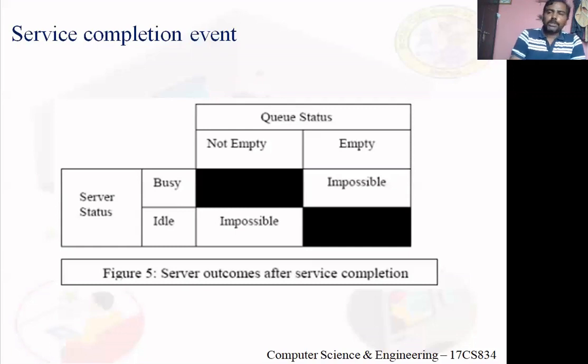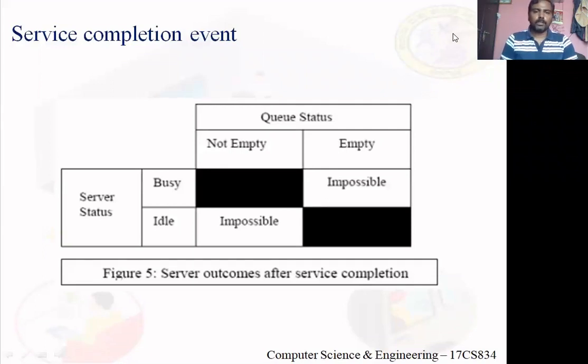Next, departure occurred and the queue is not empty. Queue is not empty means at least one unit is in the queue. Then how can the server be idle? This is an impossible situation. On the departure event, the customer departs from the system. If there are no other customers, the queue is empty. Now the queue is empty and the customer departed, so is server busy possible? It's impossible, because the customer departed and there are no customers in the queue. So server busy is an impossible state.